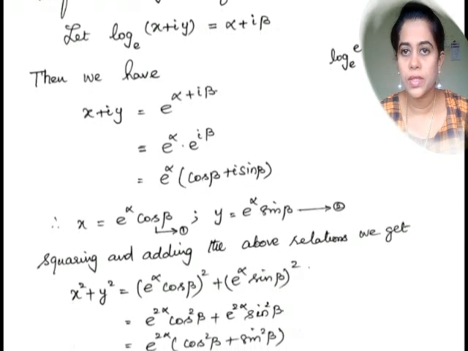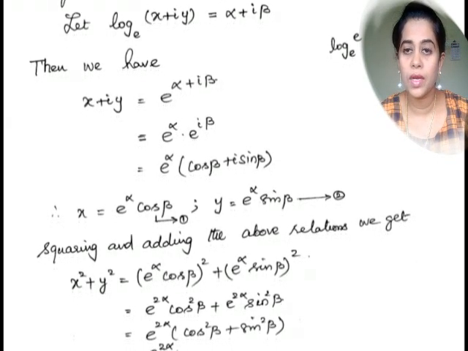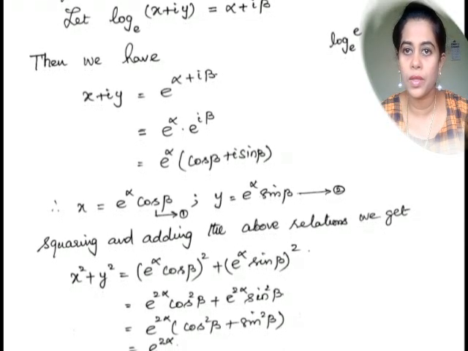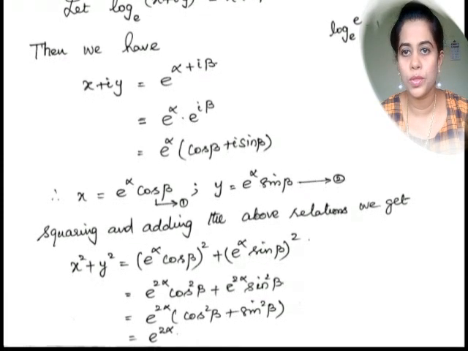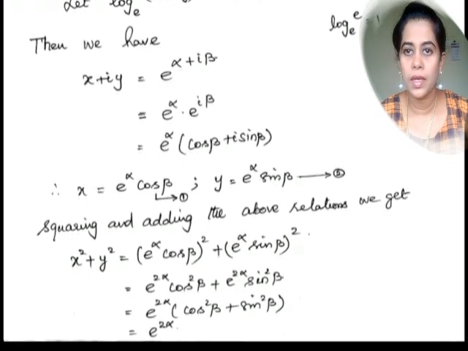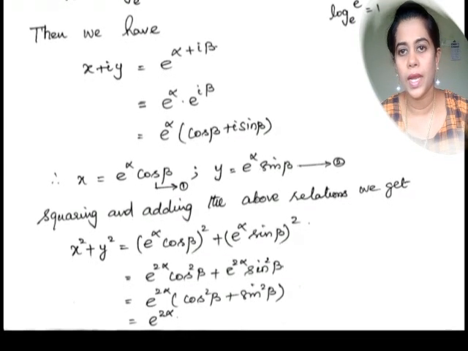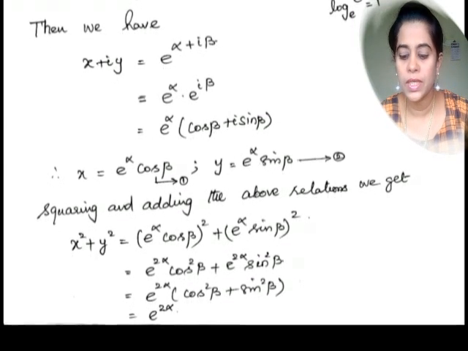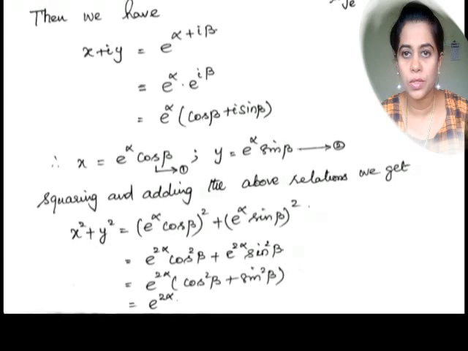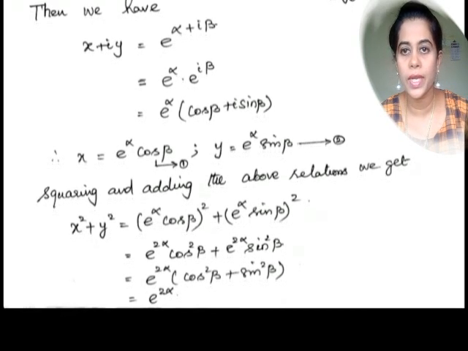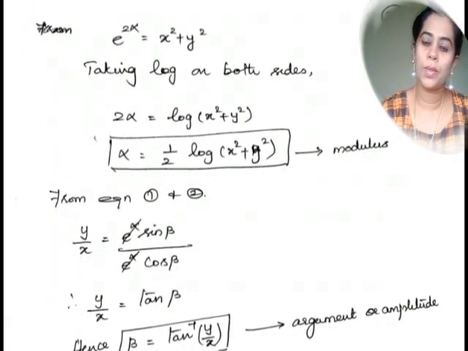Squaring and adding these two equations, we get x squared plus y squared is equal to e power alpha cos beta the whole squared plus e power alpha sin beta the whole squared. Then e power alpha the whole squared can be written as e power 2 alpha, which is common in both terms. Taking it as common, the remaining will be cos squared beta plus sin squared beta, which is 1. So we get x squared plus y squared is equal to e power 2 alpha.